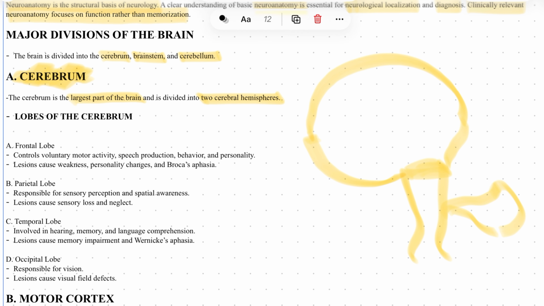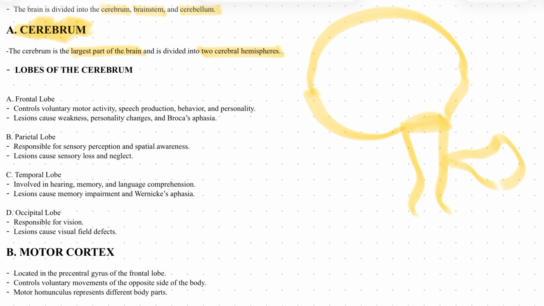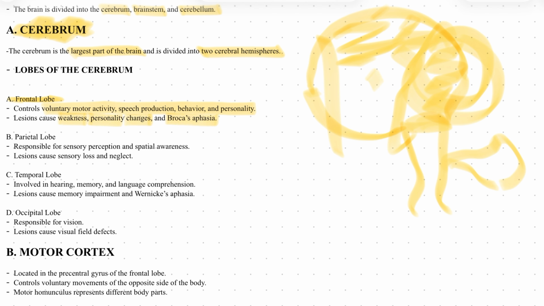Then the lobes of the cerebrum: you have frontal, parietal, temporal and occipital. The frontal lobe controls voluntary movement activity, speech production, behavior and personality. Lesion causes voluntary motor weakness, personality changes and Broca's aphasia.